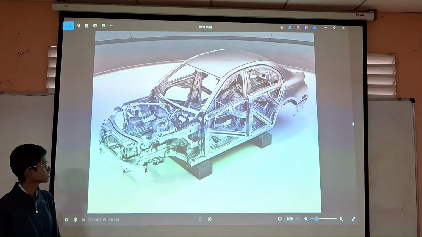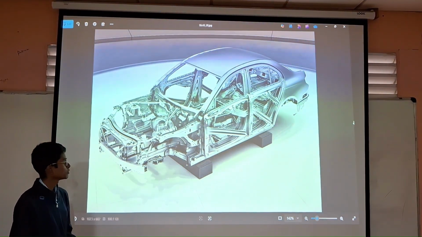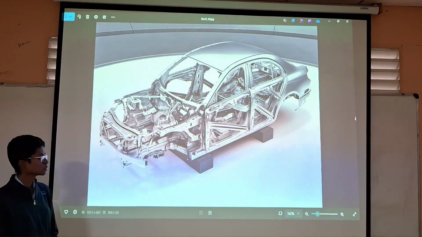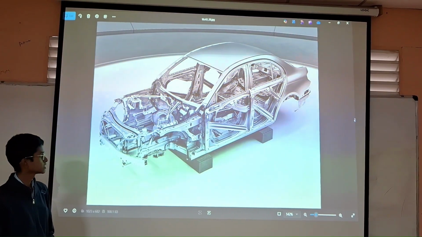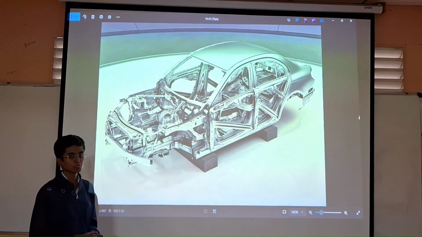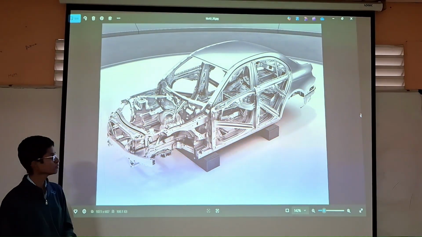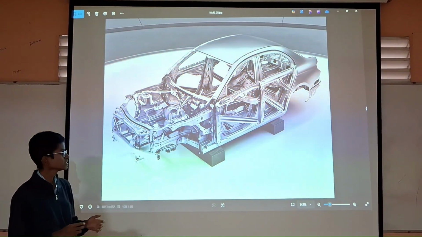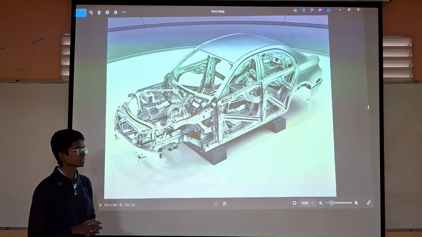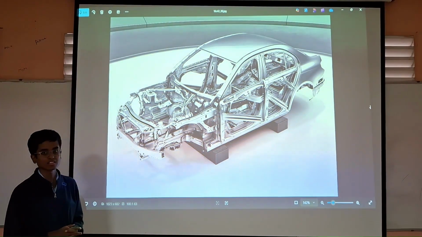Today we will be discussing the most commonly used monocoque body. Basically, monocoque is a French term. Mono means single, coque means shell. Combining the whole word gives the unique name monocoque. That means a single shell.